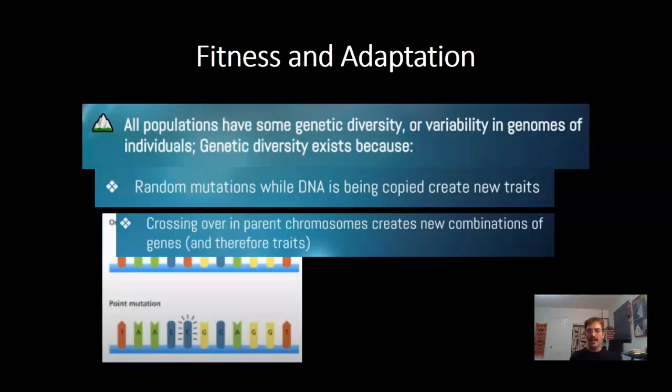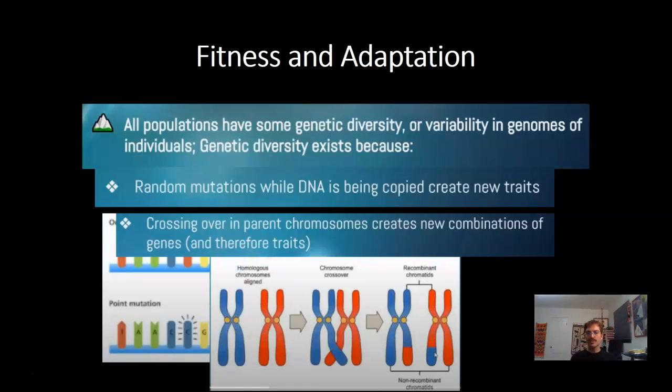And then the other way that genetic changes happen are through crossing over in parent chromosomes during meiosis. Remember, meiosis is when we create sex cells, so eggs and sperm, which have half of our DNA. And when this happens and a new baby is being created, the chromosomes cross over and traits change. And this is responsible for a lot of the genetic diversity that we see.